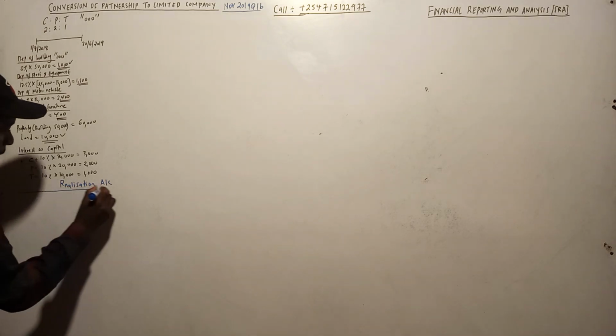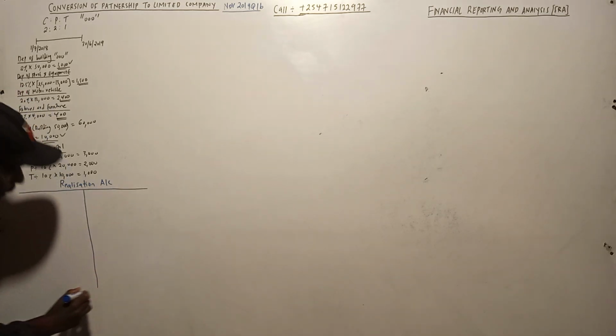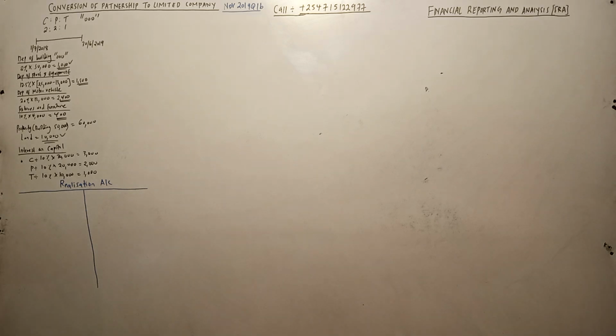The realization account. Now, in the realization account, we need to write off all the assets. Let's go to information number two. Number three: the non-tangible assets were transferred to the company account at the fair value as follows. That one will represent the item that will go to the settlement of the financial position for the company.